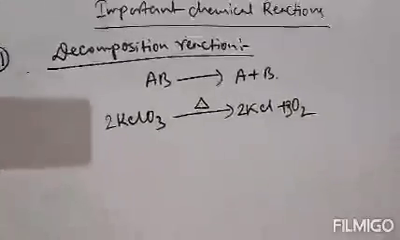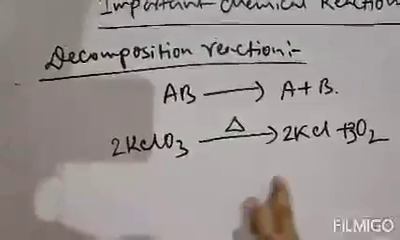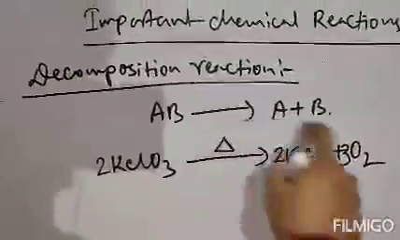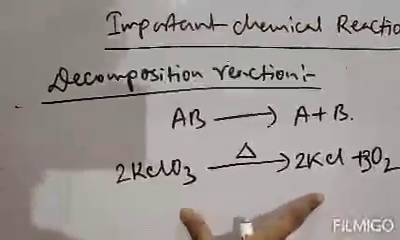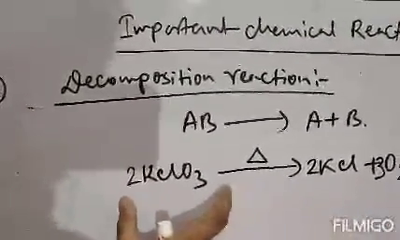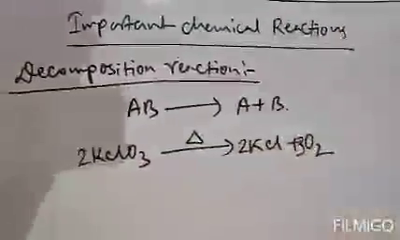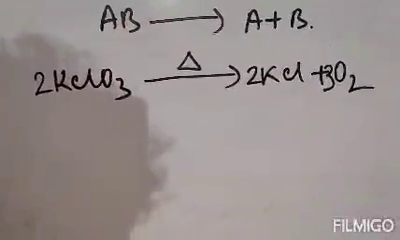Clear? So this is a decomposition reaction because this is a single substance and it breaks down into KCl and oxygen. That means two new substances formed from the single substance. That means it is a decomposition reaction. So we can say KClO3, that is potassium chlorate, decomposed into potassium chloride and oxygen. Clear? Next, so it is a decomposition reaction.